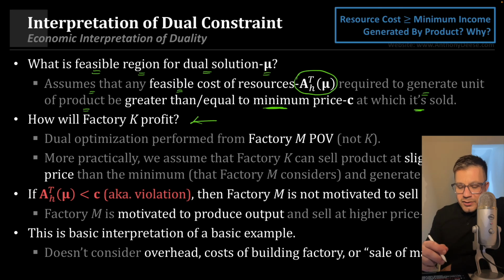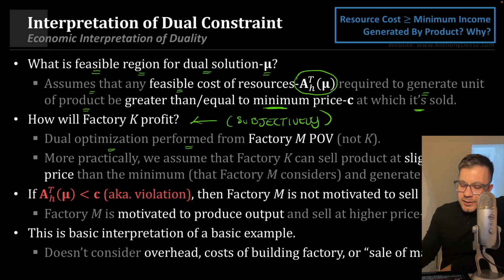A couple things. First, the dual optimization is performed, again, I'll write here, subjectively. Very messy writing, sorry. It's performed subjectively from Factory M's point of view, not K's. So this dual optimization is focused on how much money M is making, not K. More practically, we assume that Factory K can sell the product at a slightly higher price than the minimum that Factory M is considering in its dual optimization, and in that way, Factory K can generate some profit.